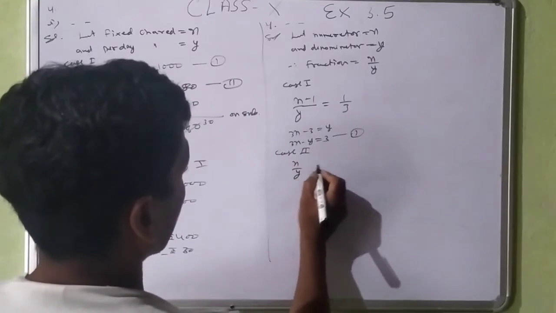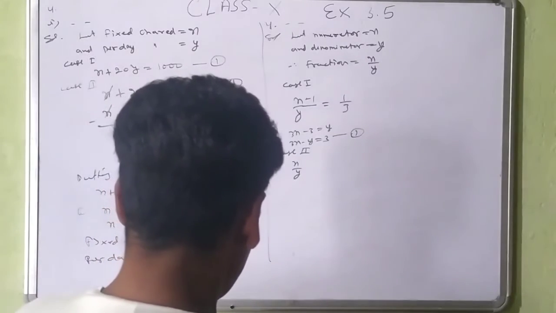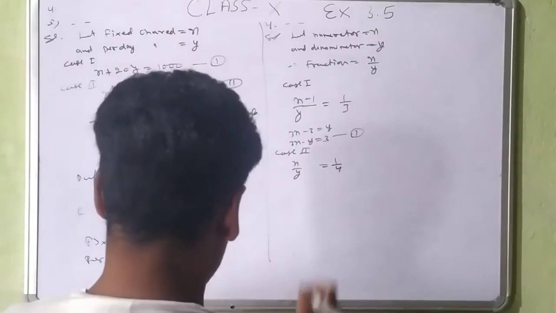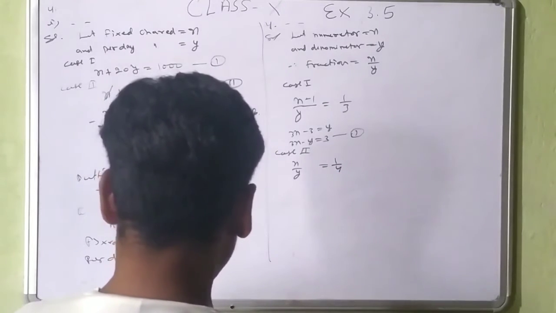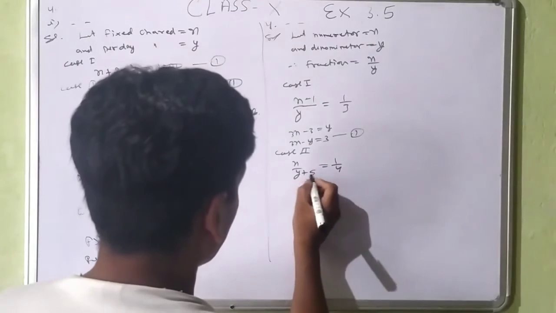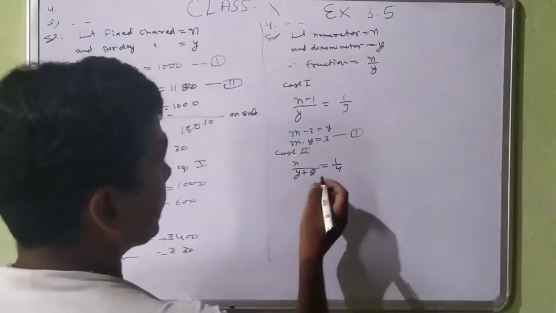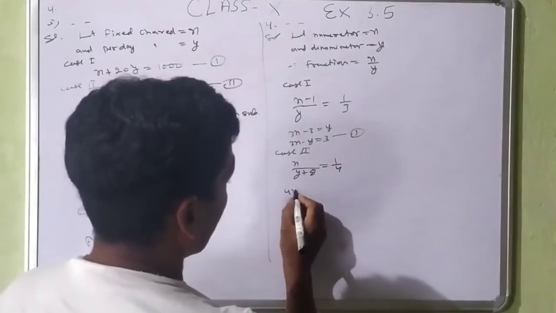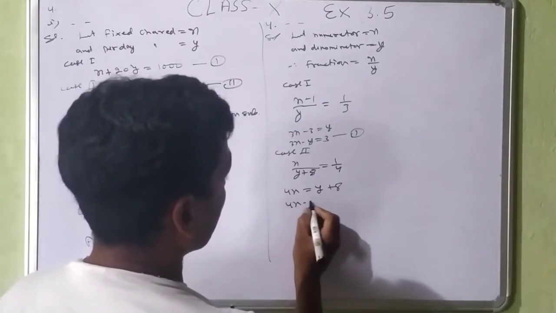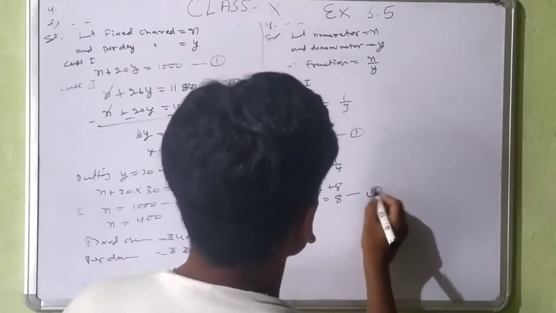Now case second. x upon y becomes 1 upon 4 when 8 is added to its denominator. By cross multiplying, 4x is equal to y plus 8. So 4x minus y is equal to 8. Now this is equation number second.